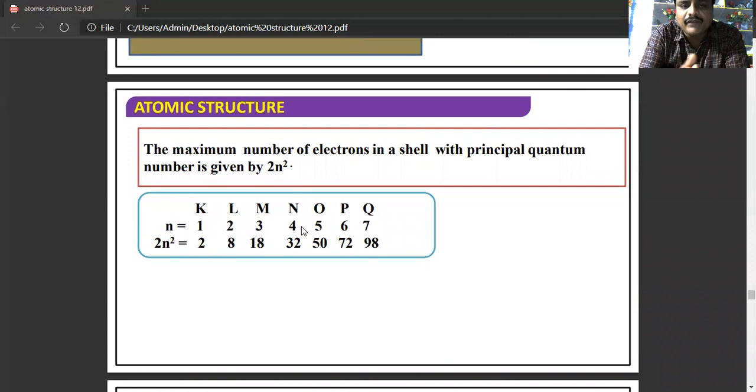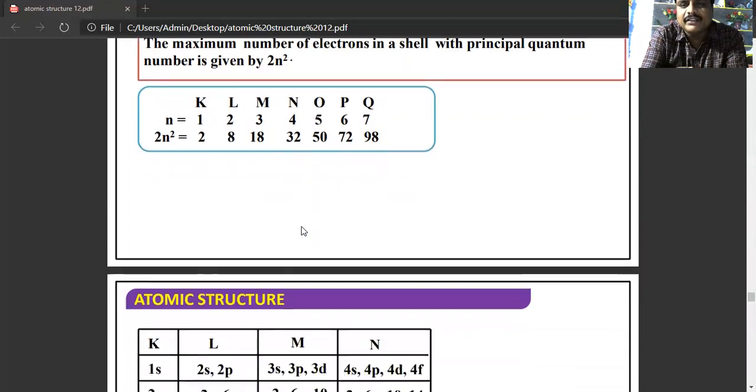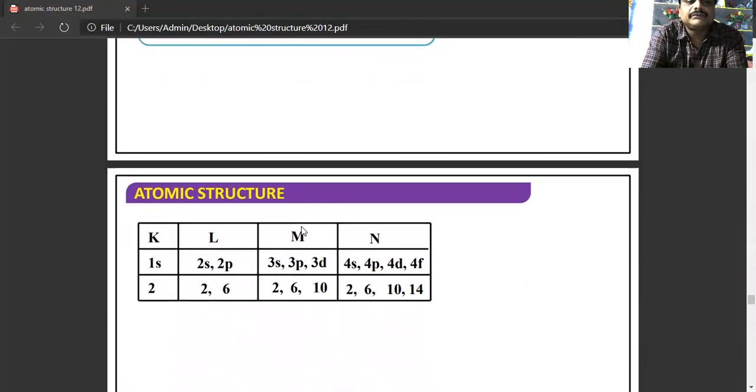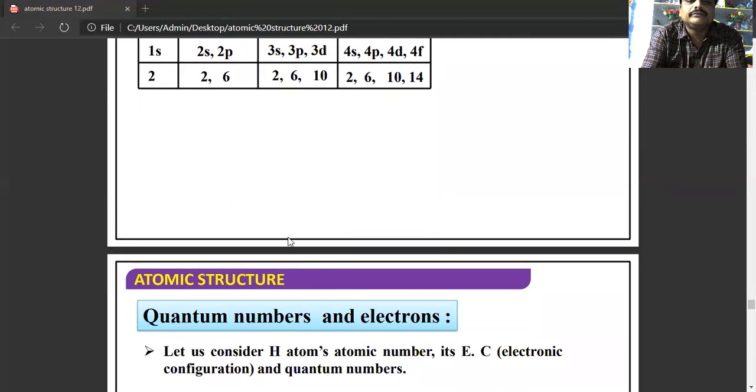The maximum number of electrons in a shell with principal quantum number n is given by 2n square. See here, n equal to 1 means K shell, n equal to 2 means L shell and so on. So it is given by the formula 2n square. This is the differentiation of K, L, M, N. K has 1s. Coming to L, it has 2s and 2p. M consists of 3s, 3p, 3d. N means 4, with 2, 6, 10 and 14 and so on.